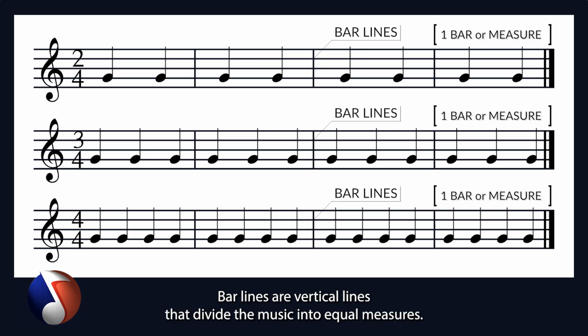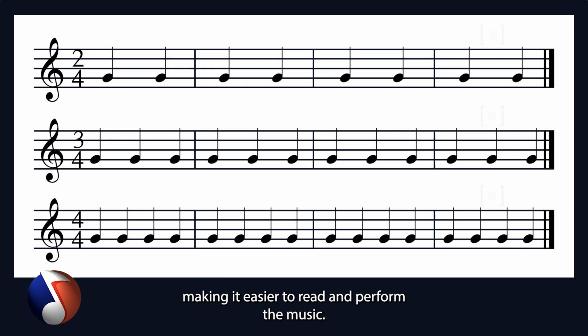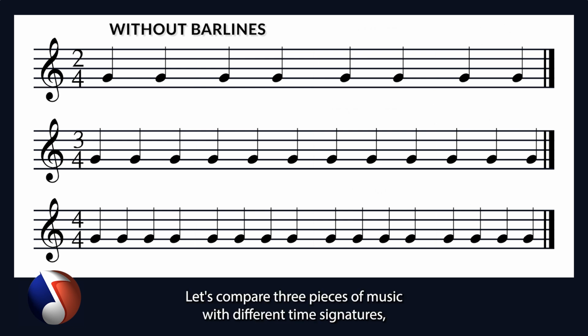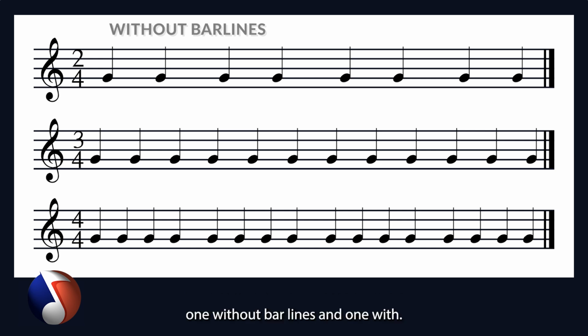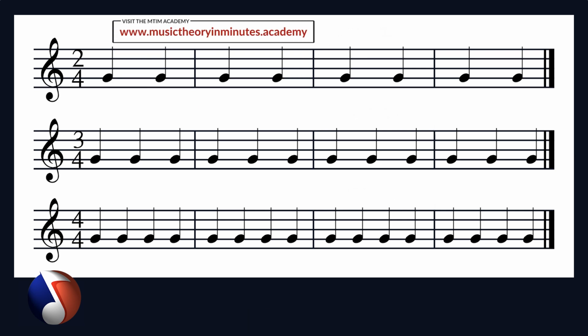Barlines are vertical lines that divide the music into equal measures. They create a visual boundary between each measure, making it easier to read and perform the music. Let's compare three pieces of music with different time signatures, one without barlines and one with. As you can see, the version with barlines is much easier to read and understand.